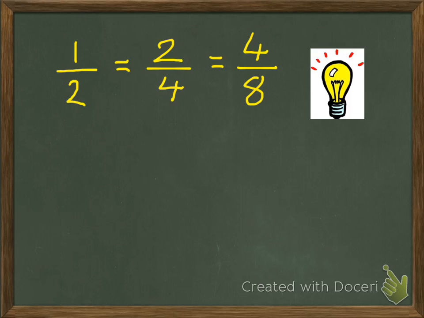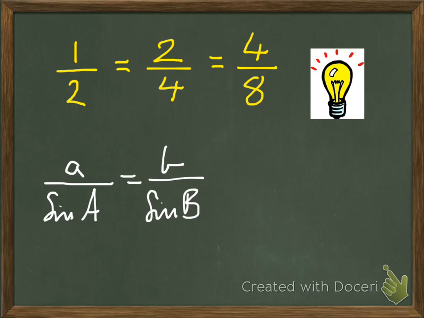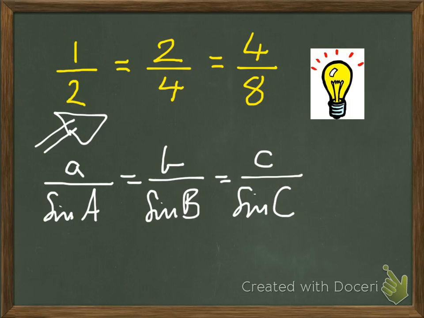Because it looks really similar, doesn't it, to a, which is just a number, over sine of A, which we already know is just a number, equaling b, just a number, over sine of B, which is just a number, equals c over sine C, which are just numbers. Well, the answer to the question that I posed is that these are equivalent fractions. And that, my friends, is all that the sine rule is. It is just equivalent fractions that you are making.